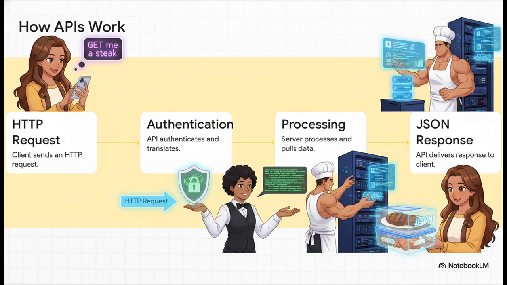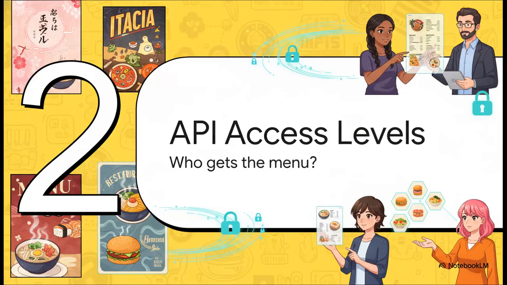Second, the API, our waiter, authenticates the request to make absolutely sure you're a paying customer, and then it translates that order for the kitchen. Third, the server, or the kitchen, processes the order, pulling the right data from the database. And finally, the API delivers the response back to you. Now, this is usually packaged up in a format called JSON. You can basically think of JSON as the universal digital Tupperware that holds your data neatly so your app can read it perfectly.